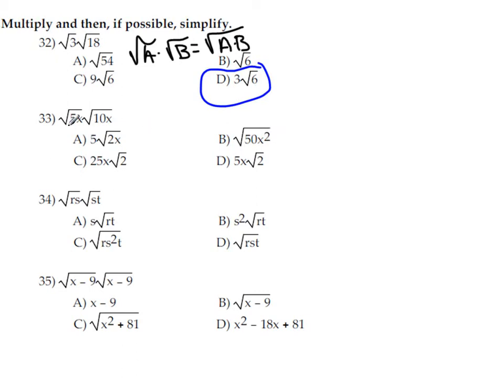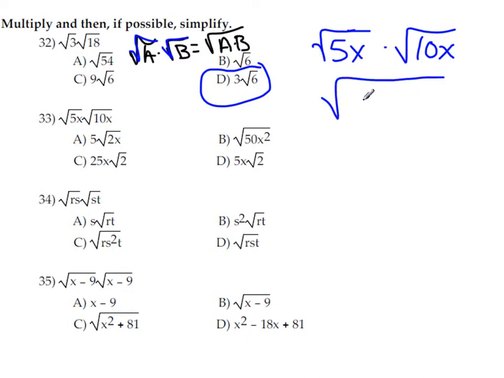And our next one, we have square root 5x times square root 10x. So our rule says if they're separate, being multiplied together, where they're both under radicals, right? That's the key part. It's square root a, square root b. Then we can combine them under one radical. And let's say you felt funky about 32. I'm going to show you why it didn't matter that I had to multiply 3 times 18. Let's do this one. It's easier.